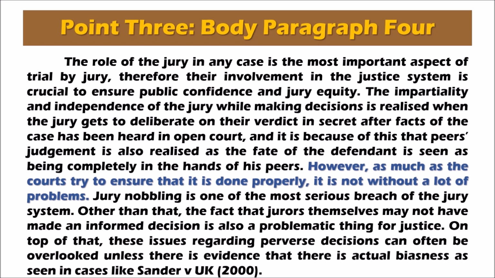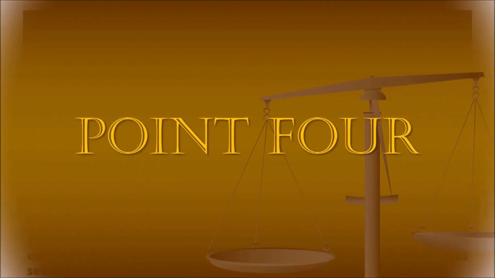However, as much as the courts try to ensure that it is done properly, it is not without a lot of problems. Jury nobbling is one of the most serious breach of the jury system. Other than that, the fact that jurors themselves may not have made an informed decision is also a problematic thing for justice. On top of that, these issues regarding perverse decisions can often be overlooked unless there is evidence that there is actual biasness, as seen in cases like Sander v UK, 2000.